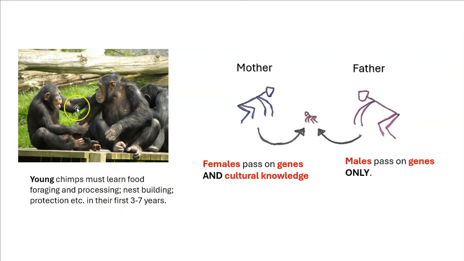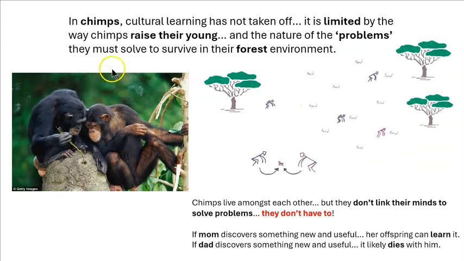But what the chimps learn about their environment and how to be a chimp is mostly coming from their mother. So while the mother and father contribute DNA, genes, to the offspring, it's mostly the mother that transmits cultural knowledge to the offspring. In chimps, cultural learning has not taken off. It is limited by the way chimps raise their young and the nature of the problems they must solve to survive in their forest environment.